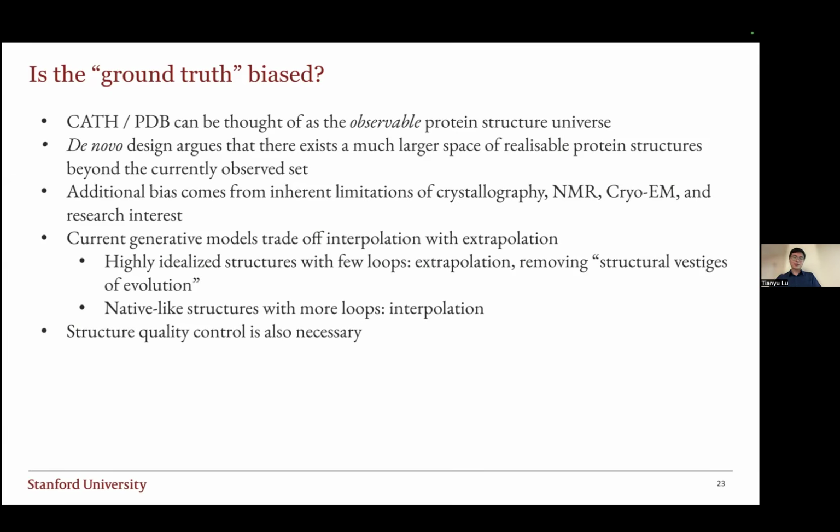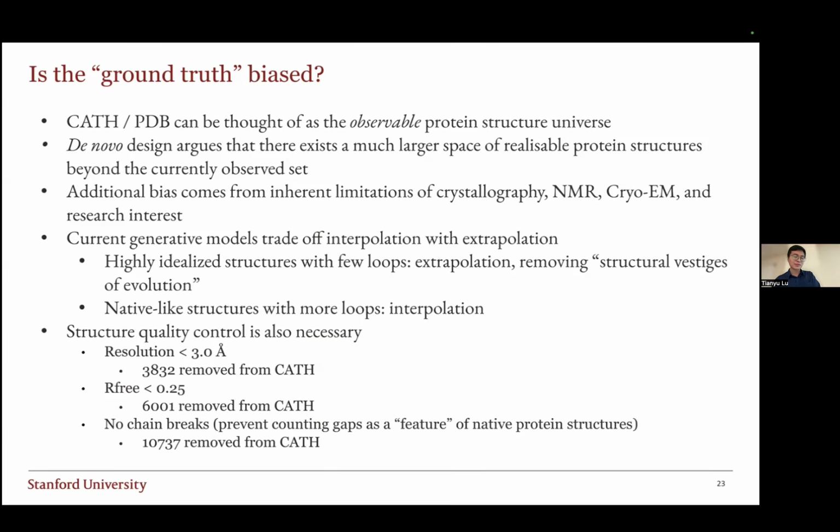So I briefly talked about structural quality control, and there are other thresholds: resolution, R-free, and no chain breaks. In fact, these three alone remove quite a lot from the ground truth data set. The total size of CATH is only about 20,000. These steps are independent, so they are not just removing 4,000 each, because if you add these together, you don't have a data set anymore. These are just independently looking at what fraction is less than 3, what fraction is less than 2.5. After removing these, you're still left with a sizable data set, but it does remove quite a bit.